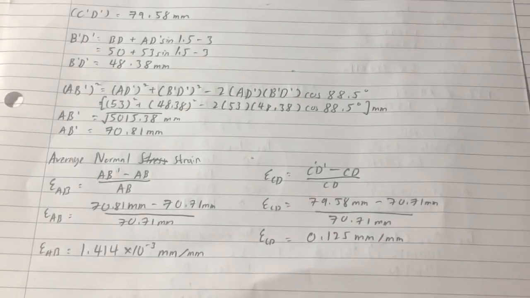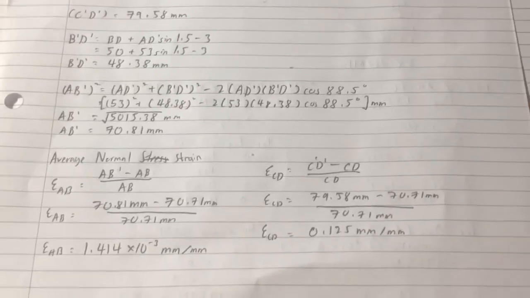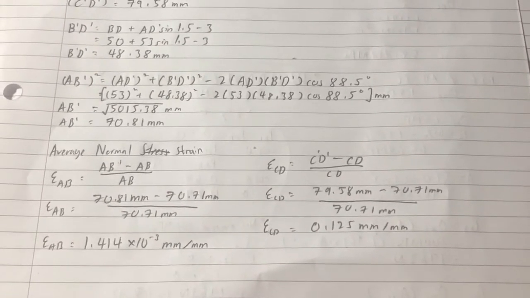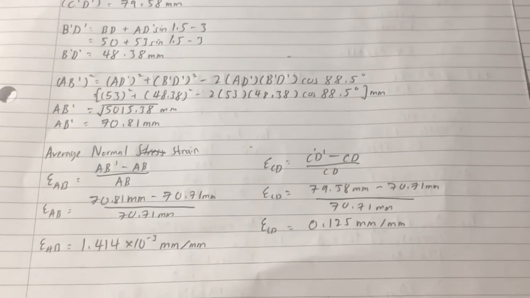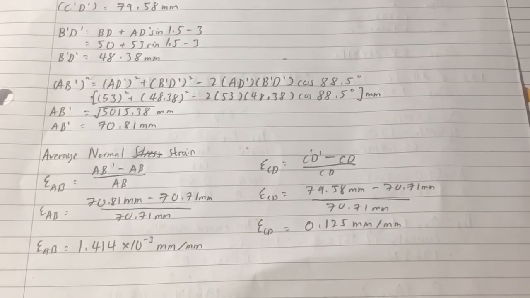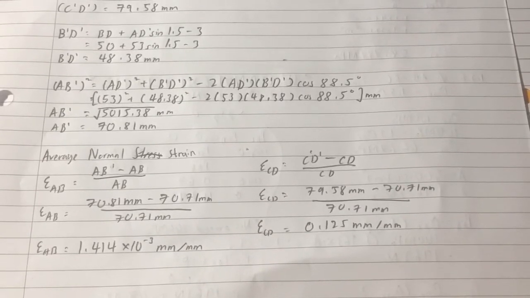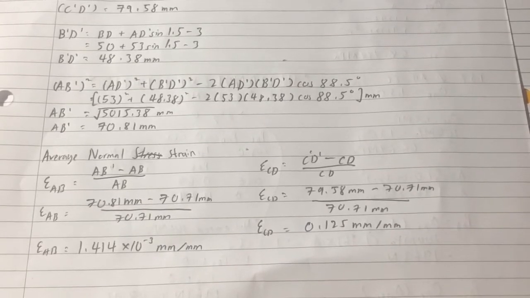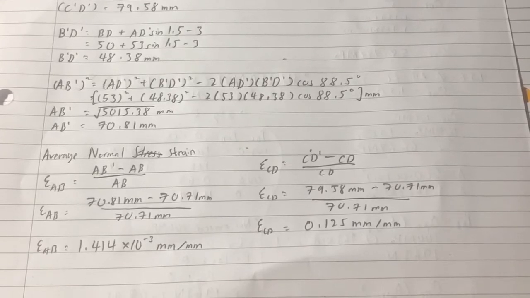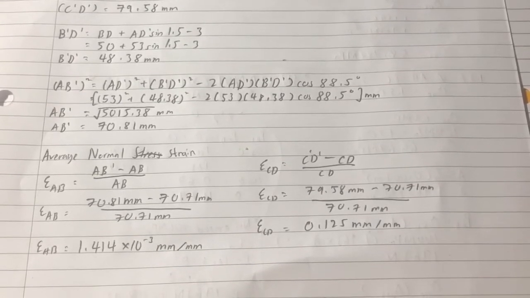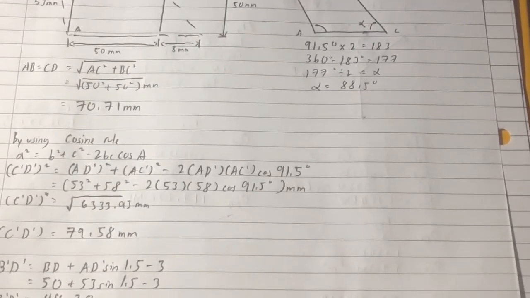The equation of average normal strain is the elongation, the final length minus the original length, over the original length. So here is the solution for the normal strain of AB and CD. The average normal strain of AB is equal to 1.414 times 10 to the power of negative 3 mm/mm, and the average normal strain for CD is equal to 0.125 mm/mm. It is a bit complicated, but I hope you understand this method. One by one, we must first gather all the information so that we can solve in an easy way without getting lost.